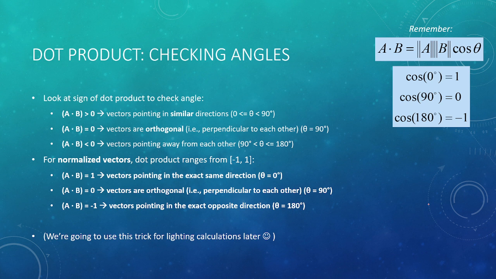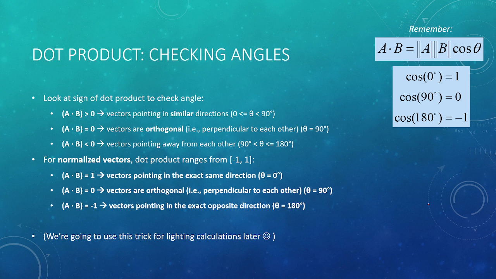So for normalized vectors, the dot product ranges from -1 to 1. a dot b equal to 1, the vectors are pointing in the exact same direction, theta equal to 0 degrees. a dot b equal to 0, the vectors are orthogonal, that is perpendicular to each other, theta equal to 90 degrees. a dot b equal to -1, the vectors are pointing in the exact opposite directions, theta equal to 180 degrees. See, a dot b equal to ab cos theta, cos 0 equal to 1, cos 90 equal to 0, cos 180 equal to -1. So these are the different types of angles.